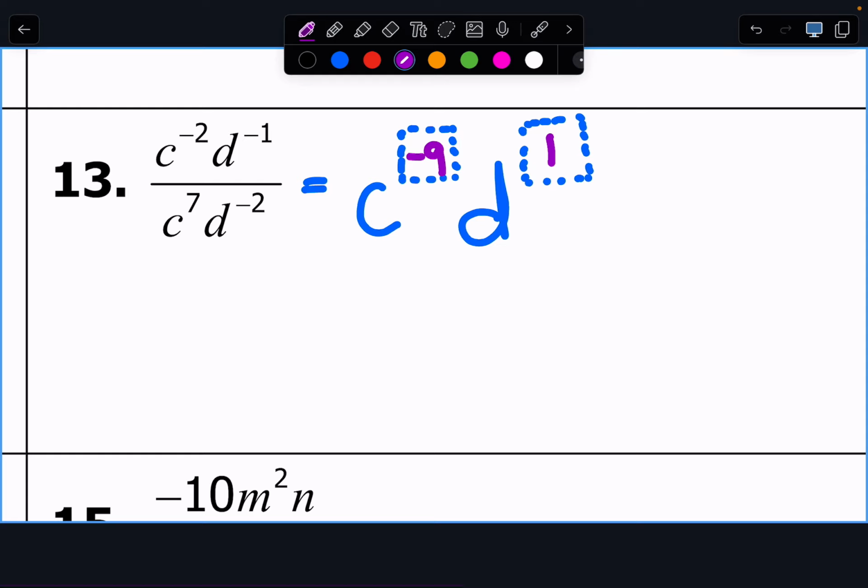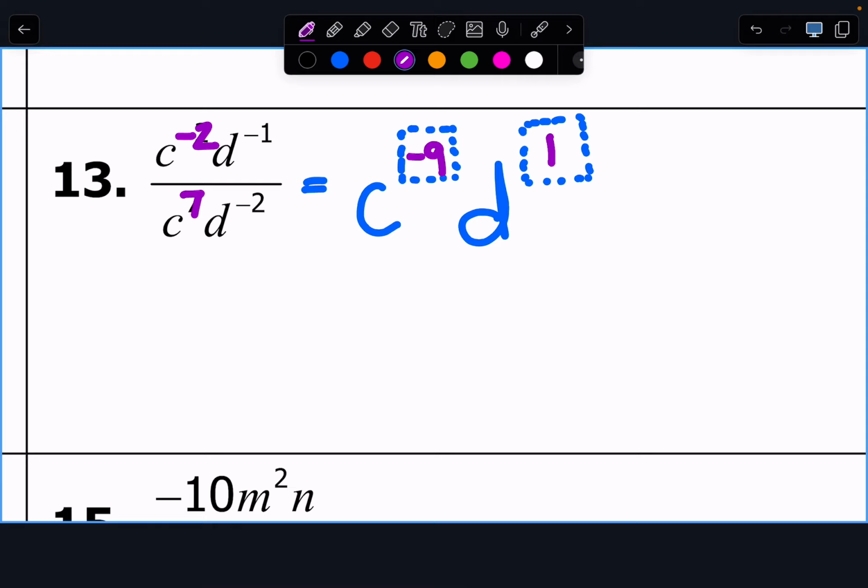Okay, so what do we need to do with our exponents when we divide? Okay, we need to subtract. So we have to take negative 2 minus 7. What's negative 2 minus 7? Negative 9. That's how Camden got negative 9.